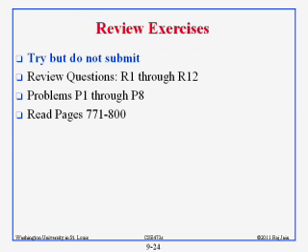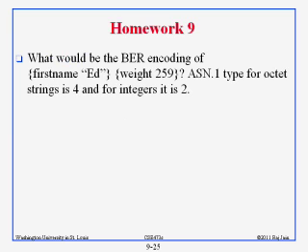Now let's see. So what we have done is pages 771 to 800, and you should be able to do problems P1 through P8 and questions R1 through R12. And here's the homework. Obviously the homework is not due, but it will be in your favor to do this. So you want to get the BER encoding of add, and his date is 259. The octet string type is 4 and integer type is 2. So this is an integer, this is an octet string. How do you encode this?